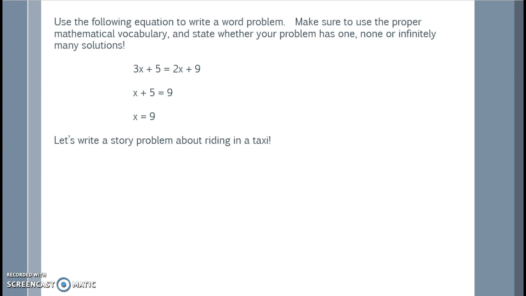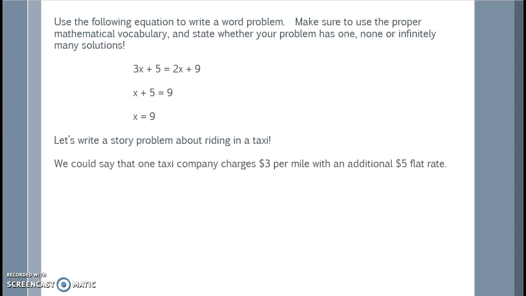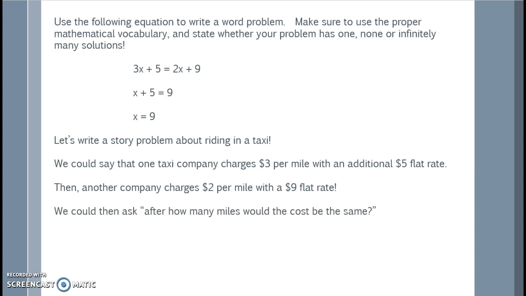Let's write a story problem about riding in a taxi. We could say that one taxi company charges $3 per mile with an additional $5 flat rate. Then another company charges $2 per mile with a $9 flat rate. We could then ask the question, after how many miles would the cost be the same? So then x would represent the value of the miles that we are traveling, and the equal sign represents the cost being the same. So we could find out, since we know that there is one solution, that there would be 9 miles traveled in order for both companies to be the same.